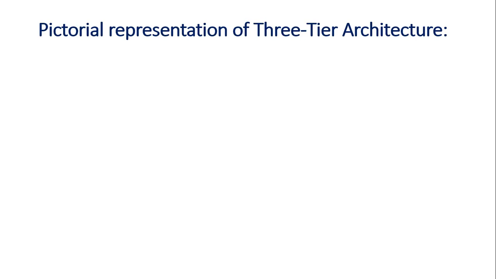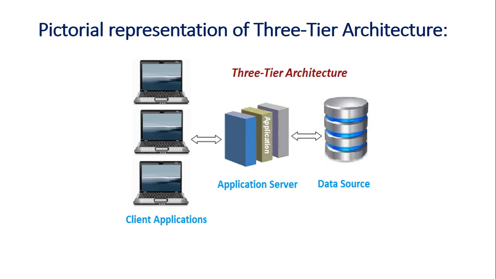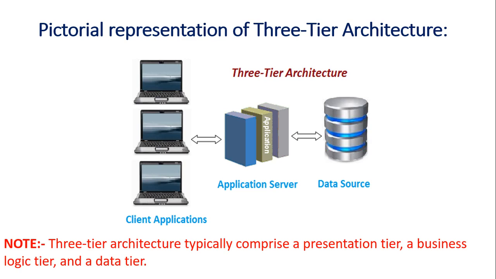Now, pictorial representation of three-tier architecture. First, client applications, nothing but the presentation layer. Then we have the application server where we have all the business logic, and then finally we have the data source, the database layer. Note: three-tier architecture typically comprises a presentation tier, business logic tier and data tier.